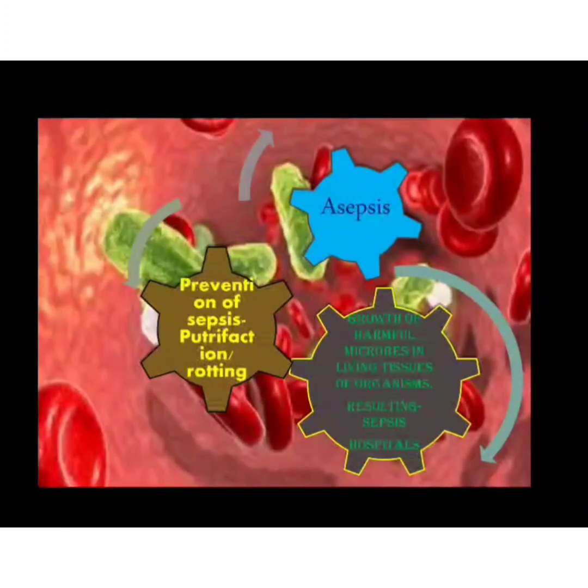Now, what do you mean by asepsis? Asepsis is the opposite of sepsis. Now, what is sepsis? Sepsis is basically the growth of harmful microorganisms on living tissues, and these organisms on the living tissues will result in something called putrefaction, or rotting, of these living tissues. If harmful microorganisms grow on living tissues, they will result in putrefaction or rotting. That is called sepsis.